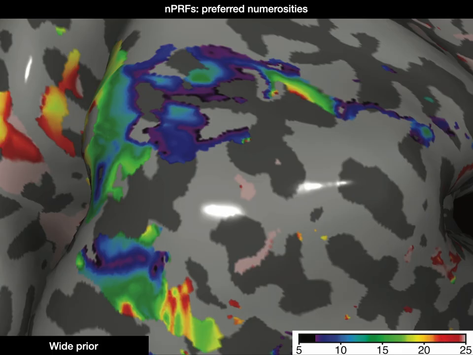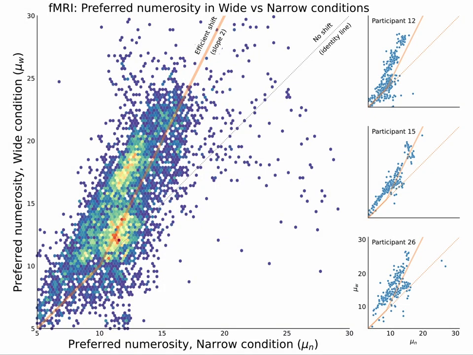So it seems that there is indeed a shift toward larger numbers. So we can have a closer look at that, and we can look, as I said, at the preferred numerosity for each of these populations in the wide condition versus its preferred numerosity in the narrow condition. And so if we have this efficient shift, we should be here on this line of slope 2, and if there were no shifts, we would be here on the identity line. And so the data is more consistent with the former hypothesis.